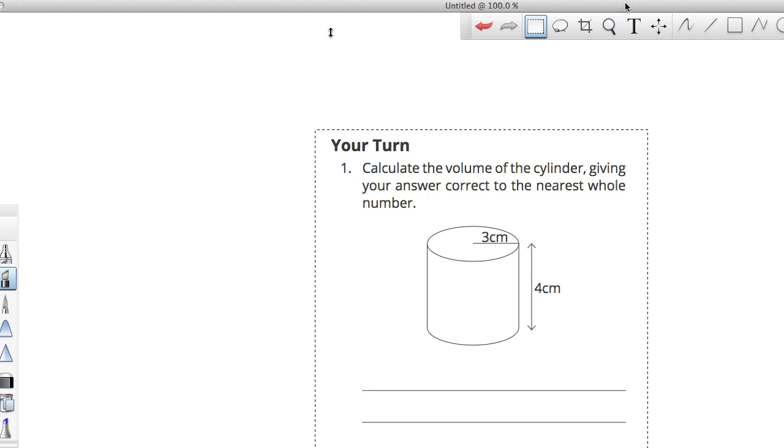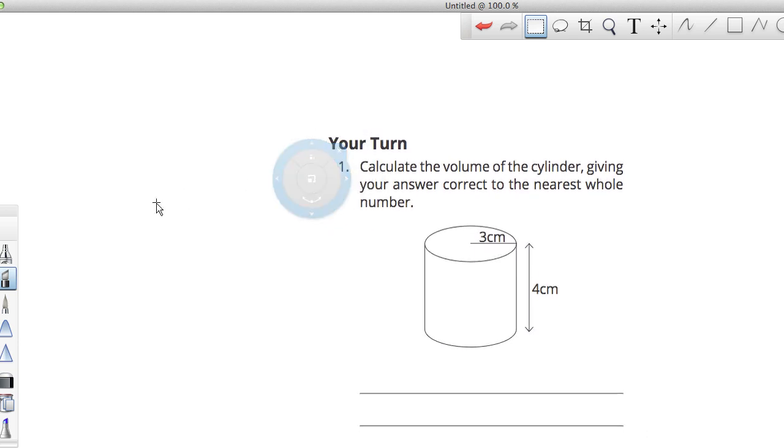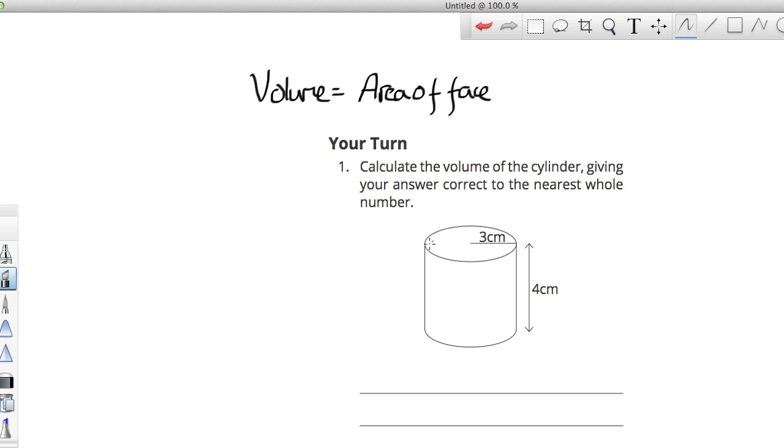Now, the last wee question is to do with calculating the size of a cylinder. I'll just move this up here. It's going a wee bit wrong there. Right, so it's calculating the volume of the cylinder, should I say. So what we have here is volume is the area of the face. The area of the face is the flat part of the cylinder on which it's sitting, times the height.